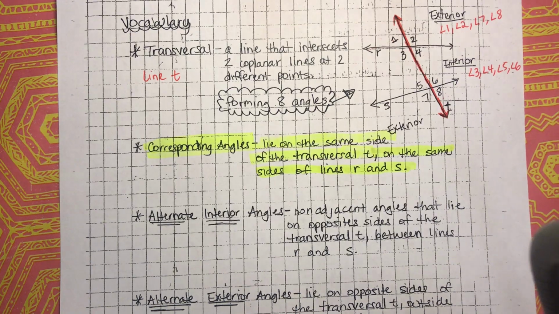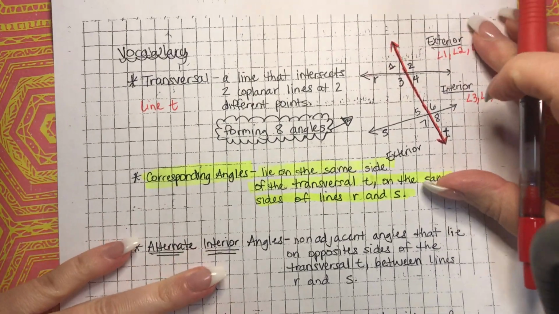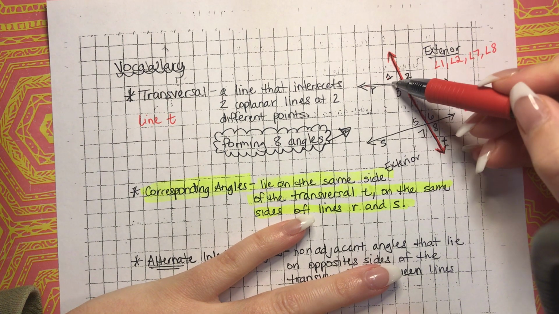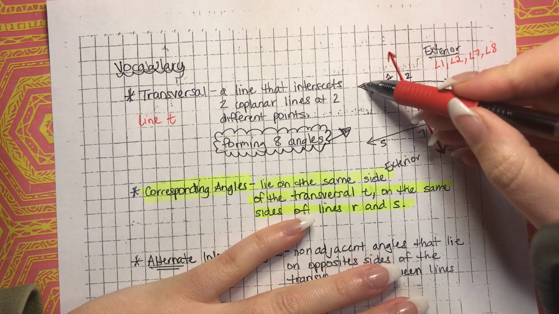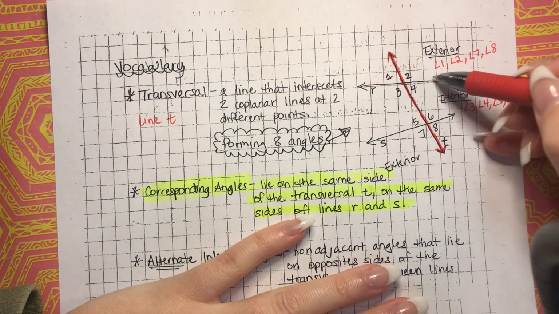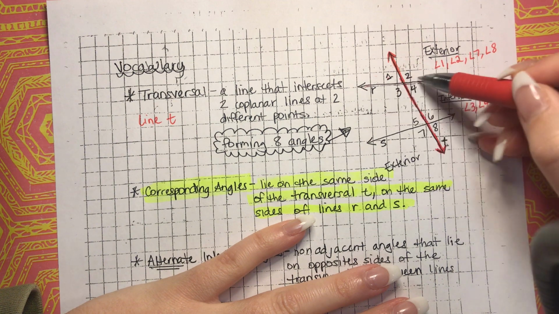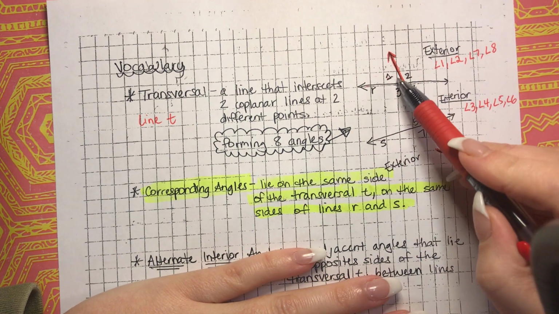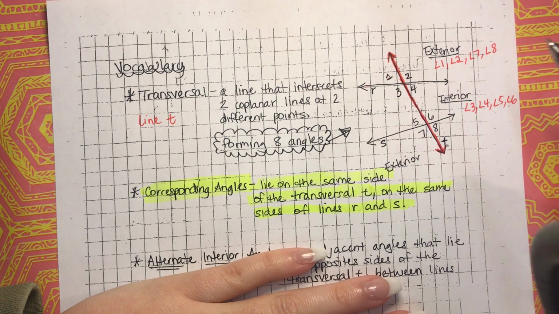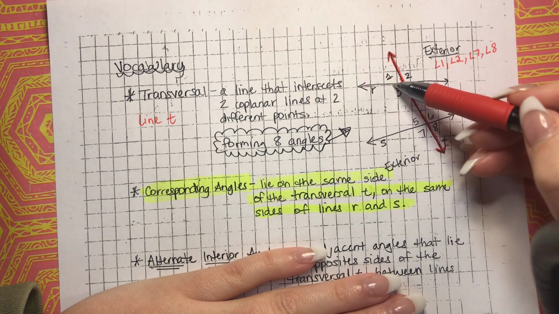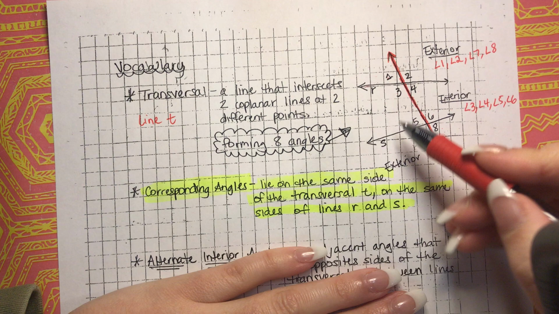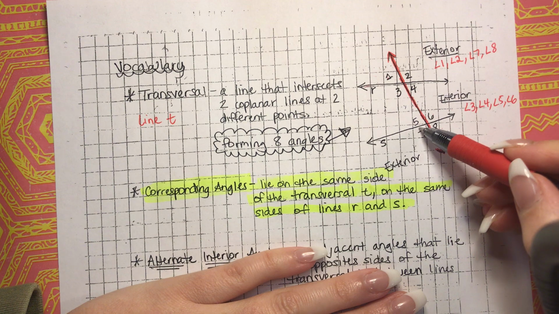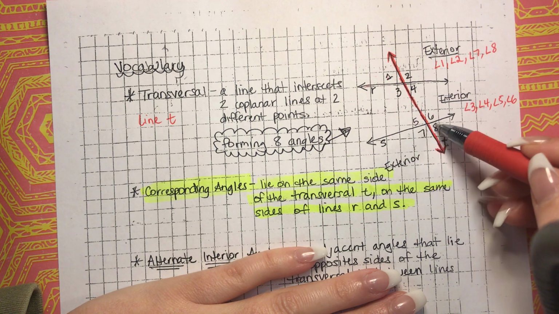Okay, now what does that mean? So what I'm going to say is that when you're looking at line R, there's angles that are on the top of line R, and there's angles that are on the bottom of line R. So right here, the angles on the top of line R are angles 1 and 2. The angles on the bottom of line R are 3 and 4. Also, if we look at line S, the angles on the top of line S would be 5 and 6, and the angles on the bottom of line S would be 7 and 8.